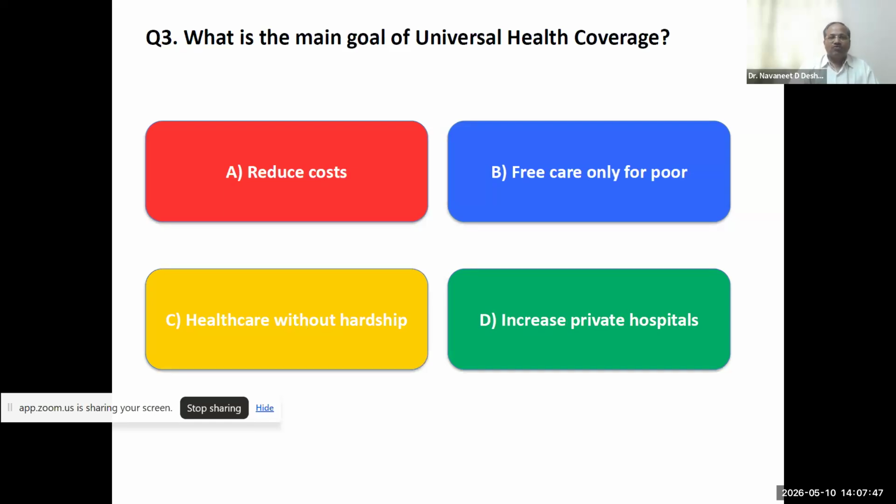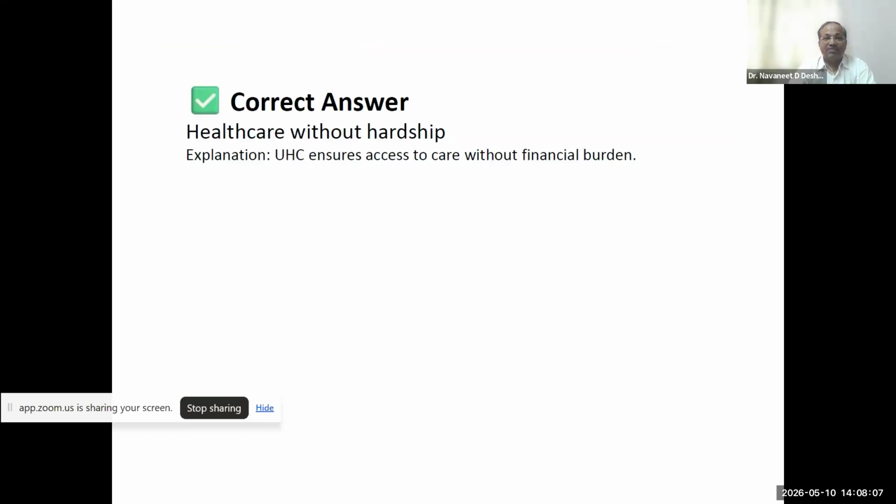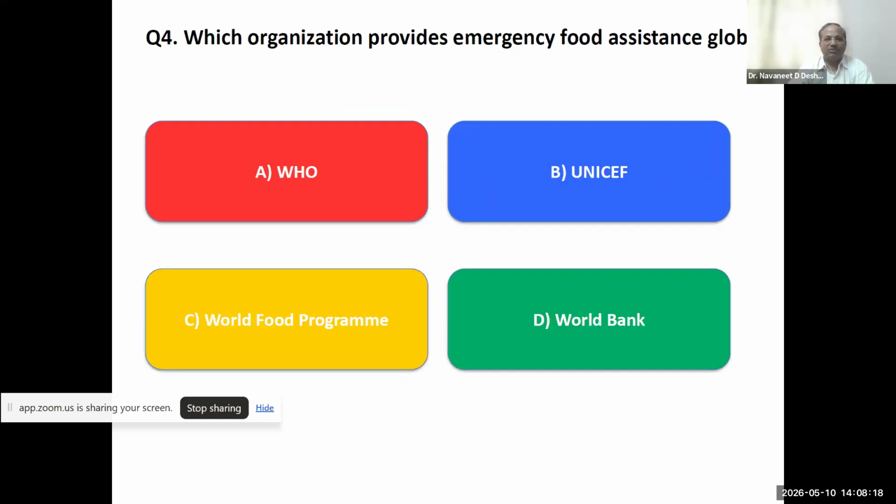What is the main goal of universal health coverage? A, reduce the costs. B, free care only for poor. C, healthcare without hardship. And D, increase private hospitals. Let's see the correct answer. Healthcare without hardship. The universal healthcare ensures access to care without financial burden. Let's go to the next question.